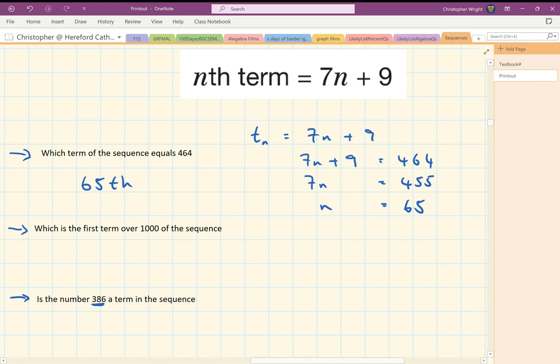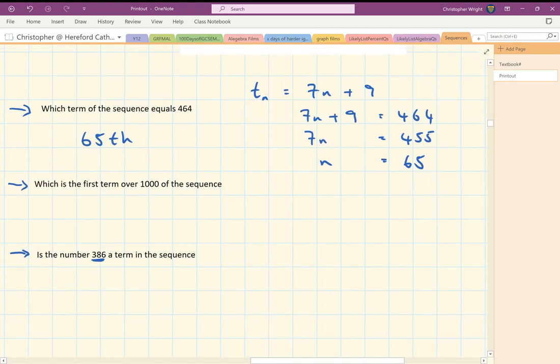Which is the first term over 1,000? Well, in this case, I'm going to want to solve this inequality. I want the value of my term to be over 1,000. Let's find out which value of n will satisfy that inequality. If I subtract 9 from both sides, I get 7n greater than 991. And if I do 991 divided by 7, I get 141.6. So n has got to be greater than 141.6.